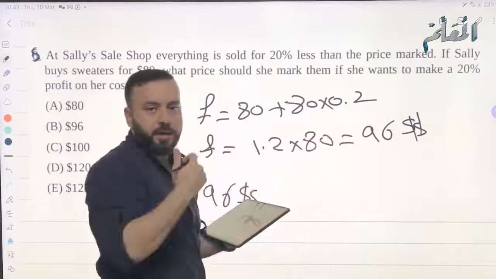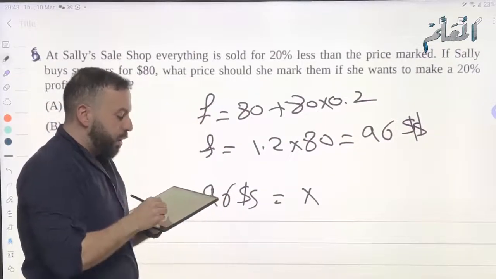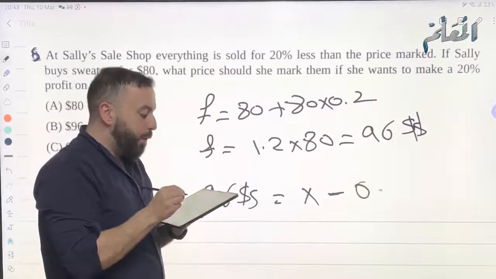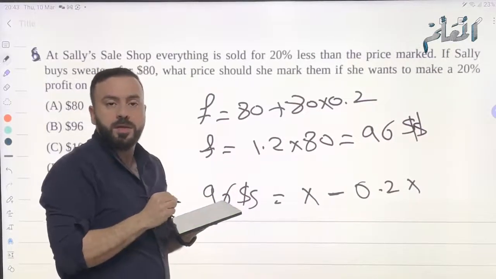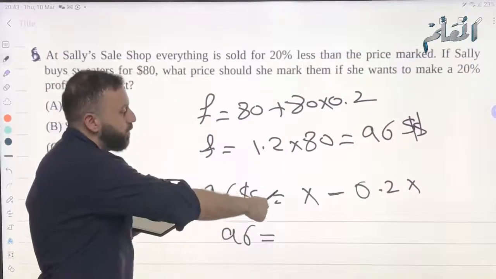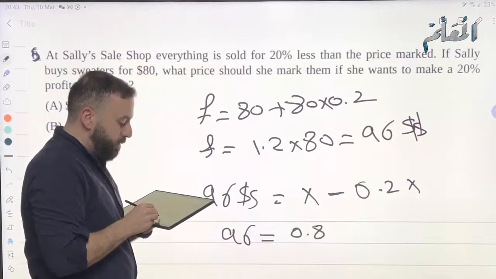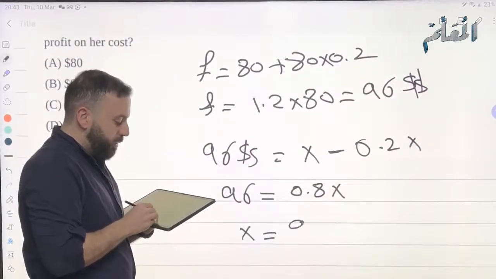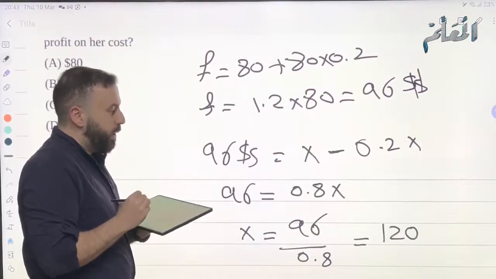Now we will come back. Which is equal to X, that's the value that I need to put for the customer, minus this time, because it's a discount, 0.2 times X, 20% of that price. Which means 96 is equal to X minus 0.2X, that's equal to 0.8X. Fine. After that, X is equal to 96 over 0.8, which is equal to 120.